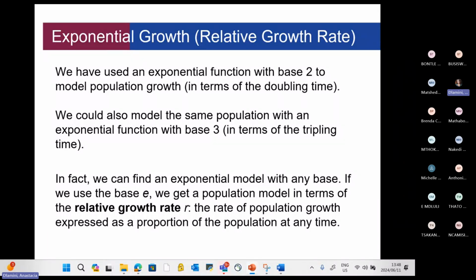We could also model the same population with an exponential function with base 3. That is when the population is tripling. In fact, we can find an exponential model with any base. If we use the base e, we get a population model in terms of the relative growth rate r, which is the rate of population growth expressed as a proportion of the population at any time. Are we together?